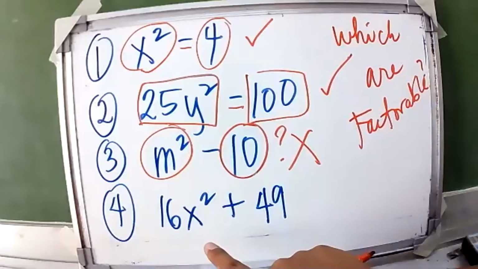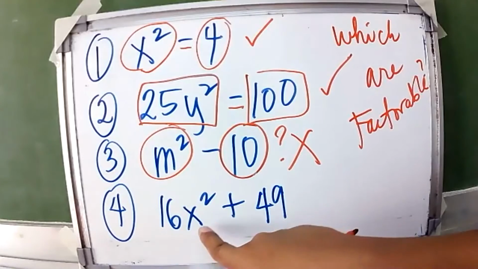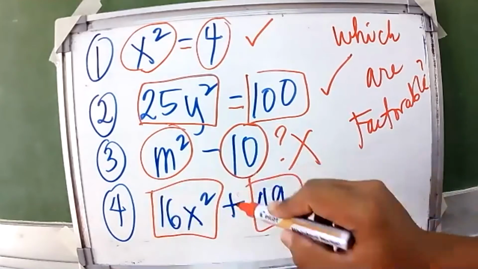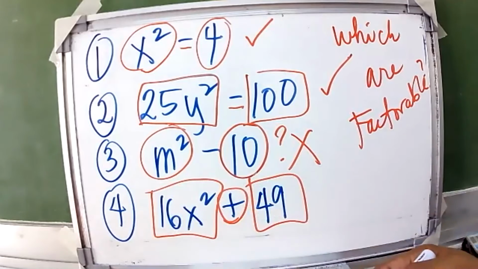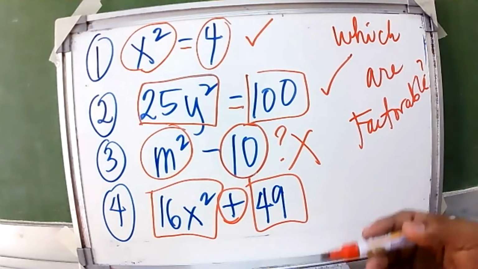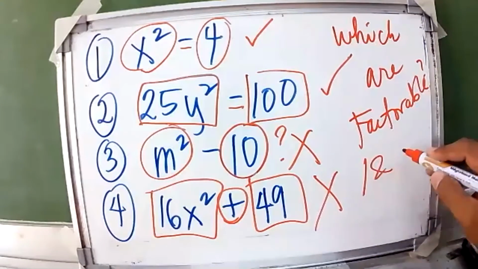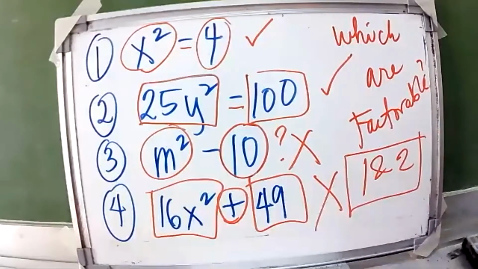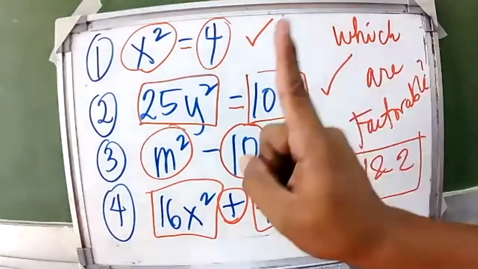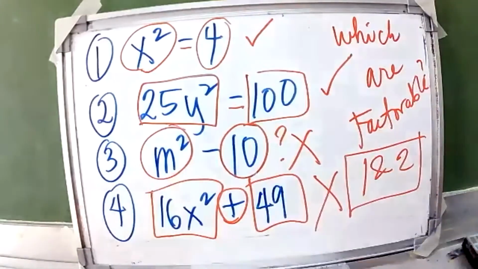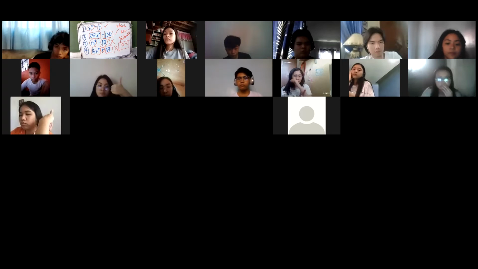What about here? 16x squared, uy, perfect square. And 49, perfect square. However, the sign is positive. Factorable or not? It's not factorable. So therefore, the answers are just 1 and 2. Congratulations to those who got it correctly. One more. Thumbs up if you got it correctly. If you understood the process, please show a thumbs up.